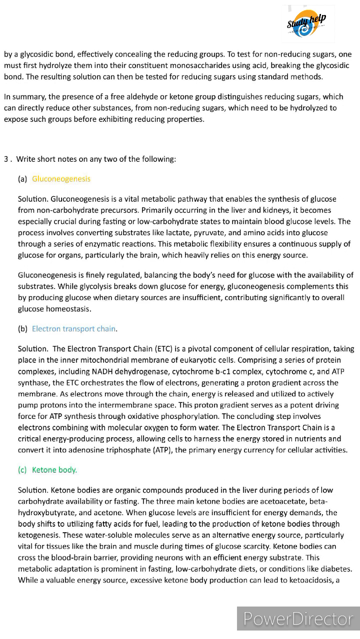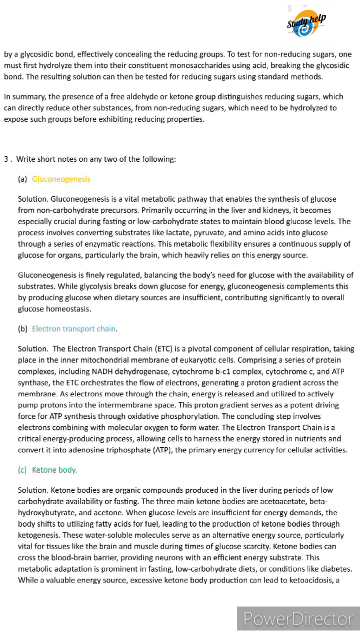C. Ketone body. Solution. Ketone bodies are organic compounds produced in the liver during periods of low carbohydrate availability or fasting. The three main ketone bodies are acetoacetate, beta-hydroxybutyrate, and acetone. When glucose levels are insufficient for energy demands, the body shifts to utilizing fatty acids for fuel, leading to the production of ketone bodies through ketogenesis.